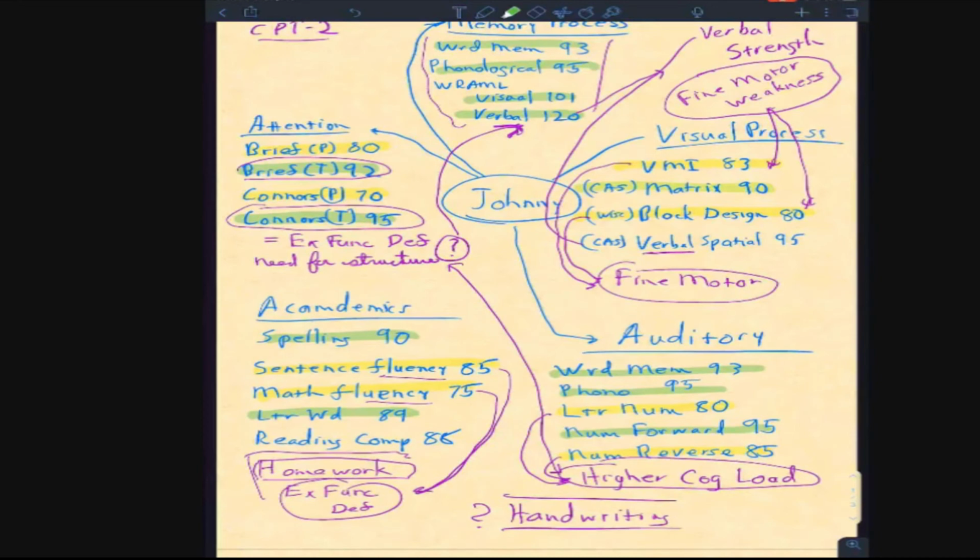Now, I'm not looking at dyslexia here because of the phonological processing scores, the auditory strength, the spelling. Reading comprehension is at 88. I'm going to attribute that at this point to executive functioning, and that's not significantly low to give us any indication of true dyslexia. That would be a good topic for another presentation later on, how to assess for dyslexia. And it is really easier than most school psychologists realize.